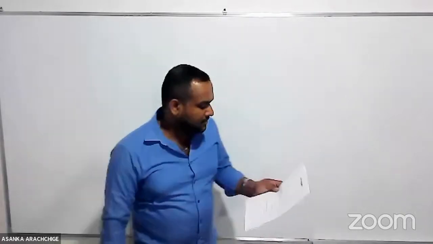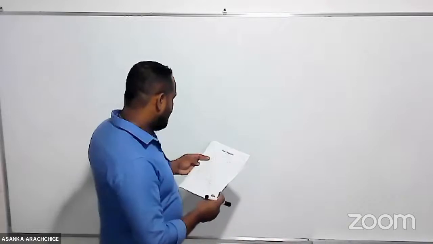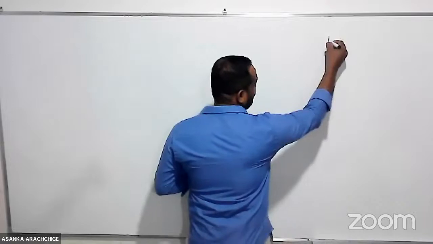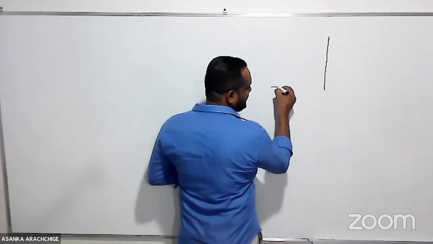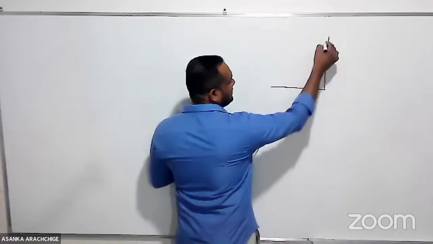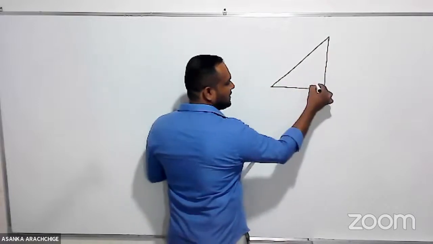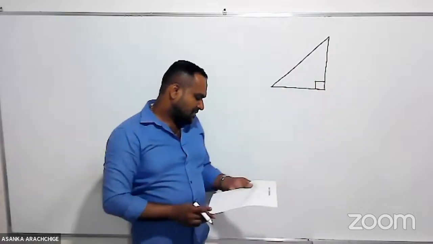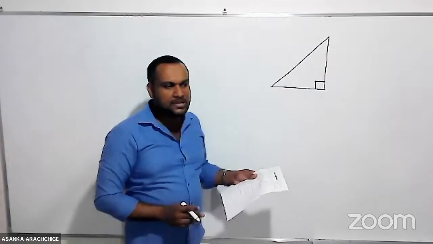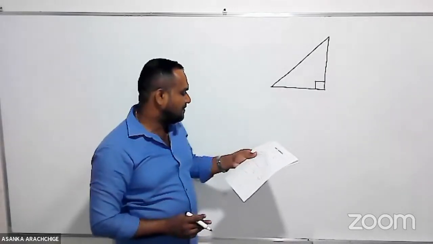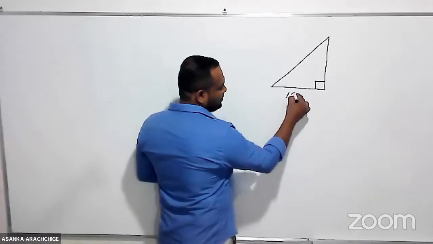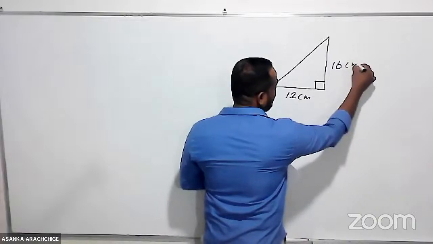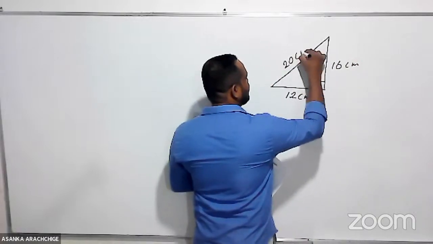Now look at the diagram carefully, the first figure in the second one. Look, this is a right angled triangle. We are given the lengths of all three sides. This is given to be 12 centimeters, this is 16 centimeters and 20 centimeters.